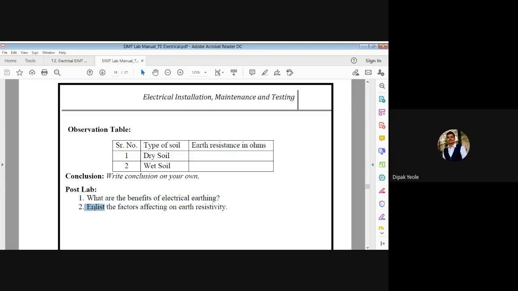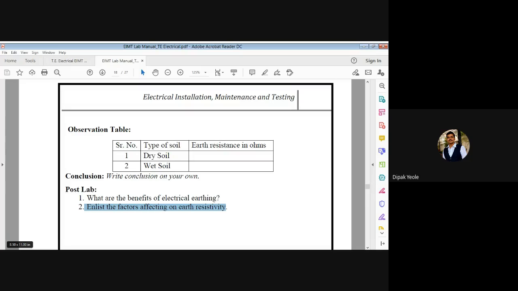Now the question is for you: enlist the factors affecting earth resistivity. We have seen the factors also. There are a number of factors which affect the earthing. So can you name any two or three factors which affect earth resistance or earth resistivity? Moisture can be a factor which can affect it. Type of soil, yes, dry soil, wet soil, we have seen.